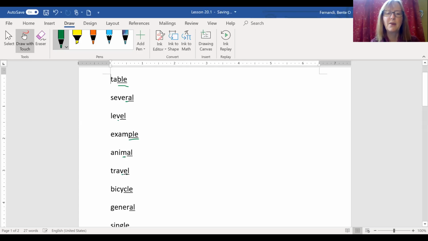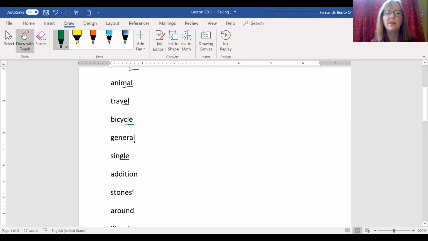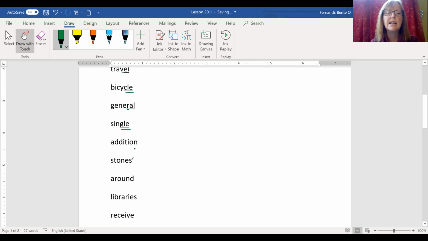Travel, you notice that we switched the L and the E here because we can't have LE after the V. Bicycle, there's that CLE. General, it's after an R, so we're going to go with a different one besides the LE. We choose AL in this case. And then single, GLE. Gull is a pretty common one. Addition, we're just looking at that TION spelling there.